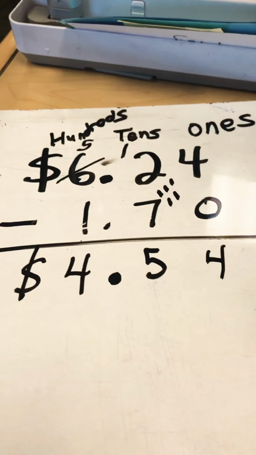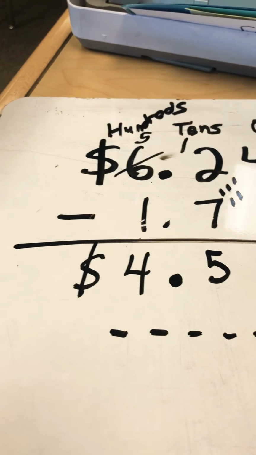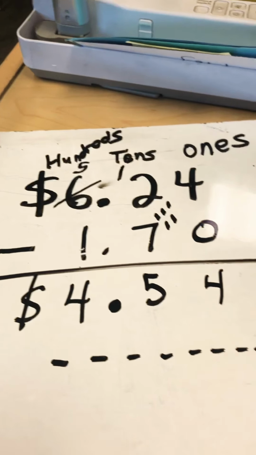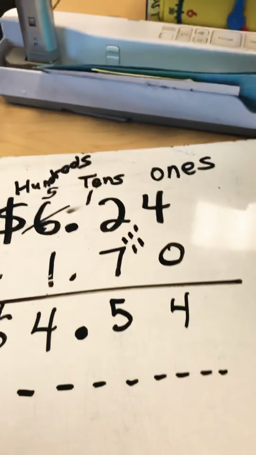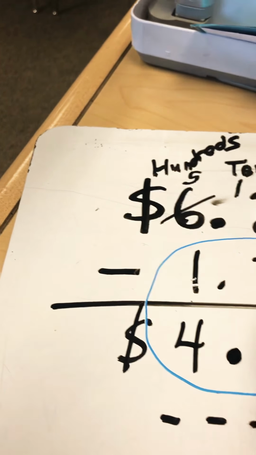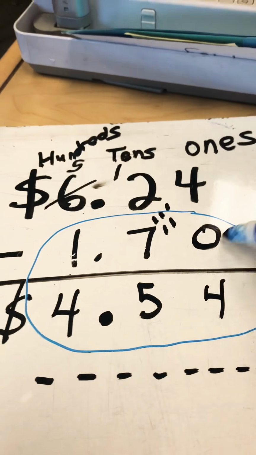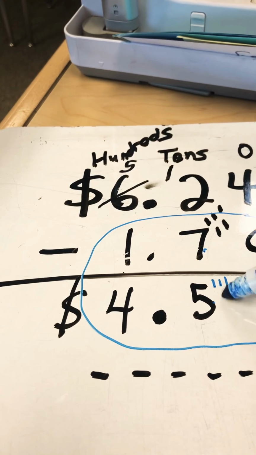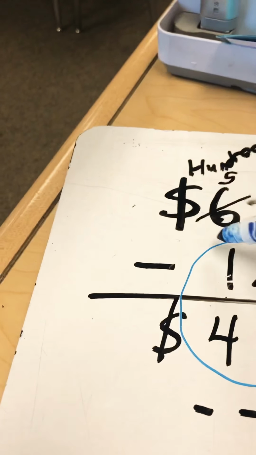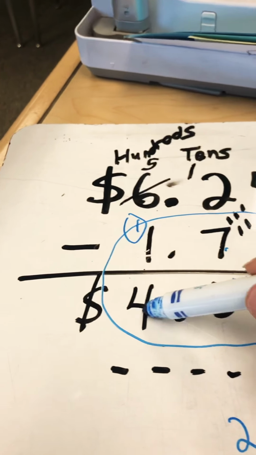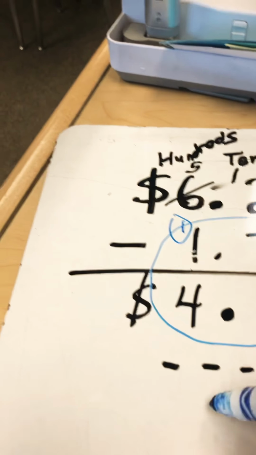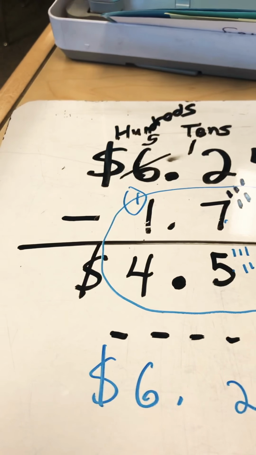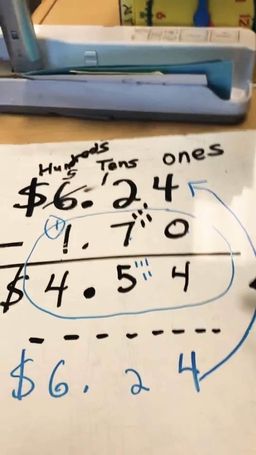And we're going to go and check this. So we have this dotted line, and we're going to add 4 plus 0. So I'm going to use a different color so you can see which ones I'm adding together. 4 plus 0 is 4, and 7 plus 5, 7, 8, 9, 10, 11, 12. That's 12, and I carry my 1 up to the hundreds. 4 plus 1 is 5, and 1 more is 6. So this is $6.24. Does this number match the top? Then you know that is correct.